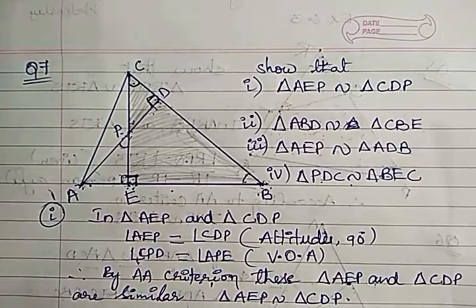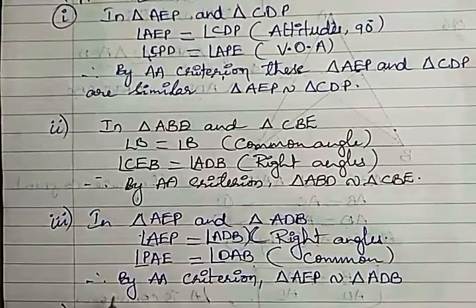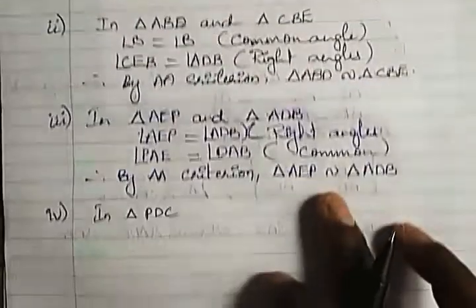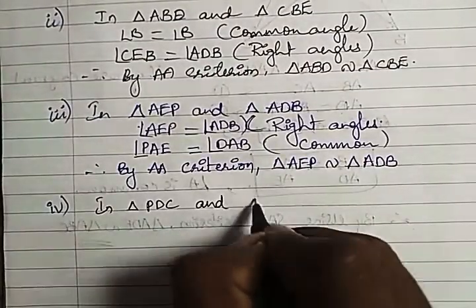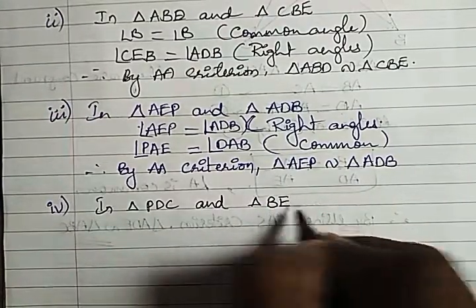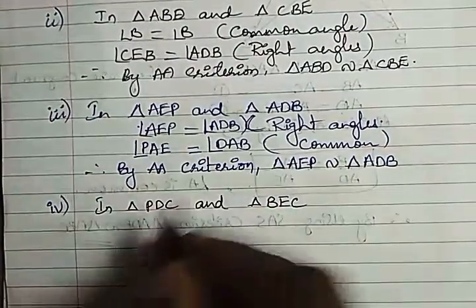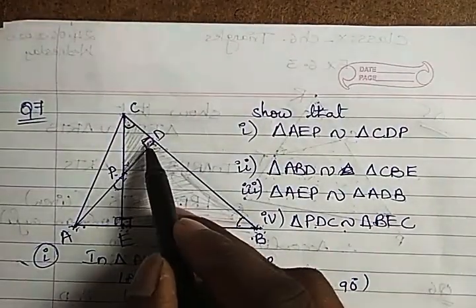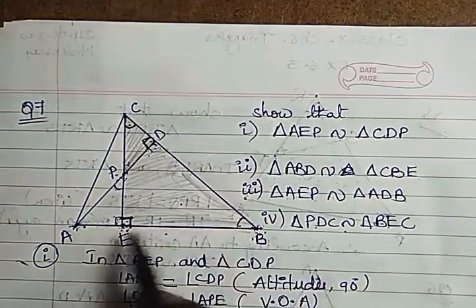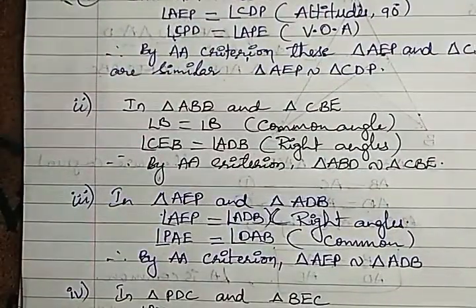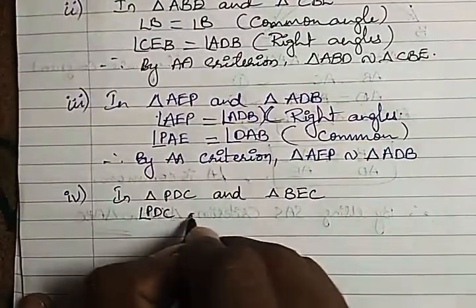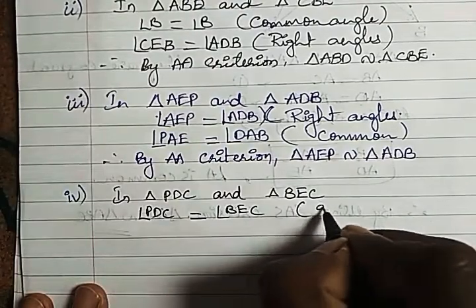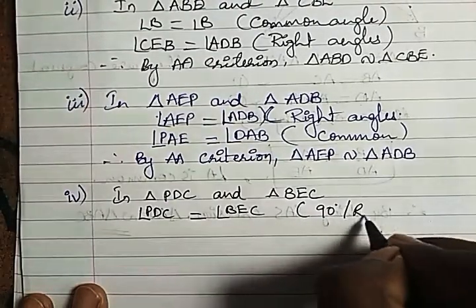So that statement we have to write here. What are the triangles we are taking? In triangle PDC and triangle BEC, we have to first one is, what is the first angle? Angle PDC and angle BEC. Angle PDC is equal to angle BEC, 90 degrees, or you can say right angles.